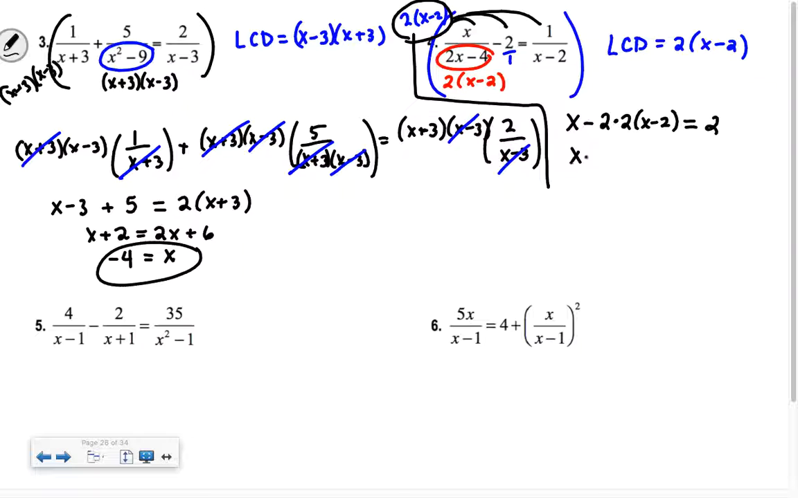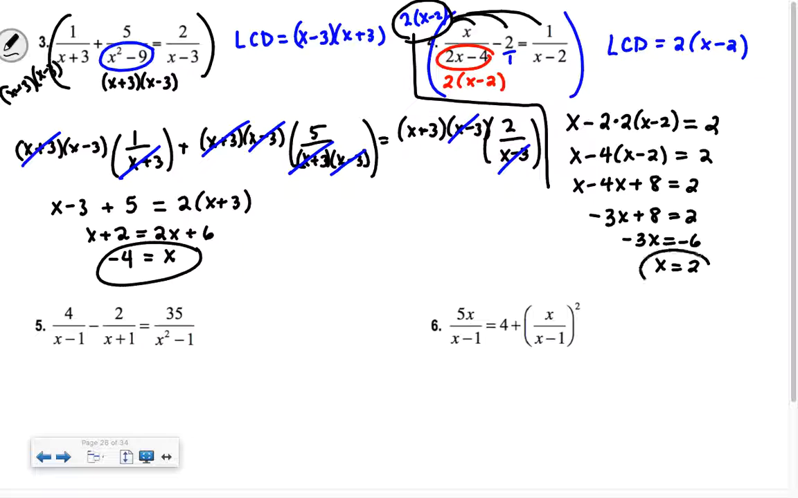Okay, so we have x minus 4 times x minus 2, so I'm going to distribute that negative 4. So x minus 4x plus 8 equals 2. And I continue to solve, so I get negative 3x plus 8 equals 2. So negative 3x equals negative 6. So x equals 2. Okay. Does this make sense so far? Now this one's a trick question. The answer is actually not 2.